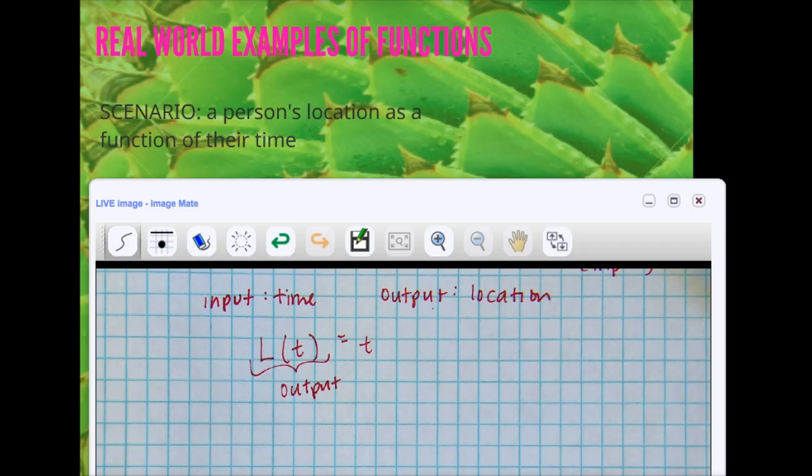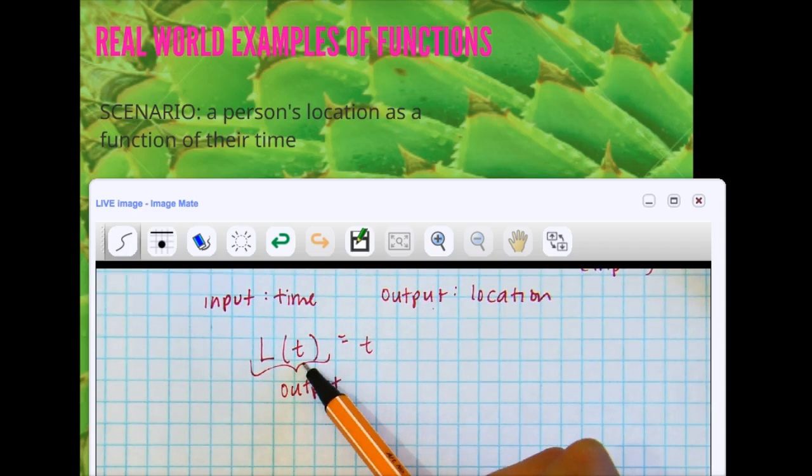So the next question is, is this a function? A person's location as a function of their time? Why or why not? Think about your given day. At a certain point or at a certain time, do you ever have two locations? Why or why not? Explain.